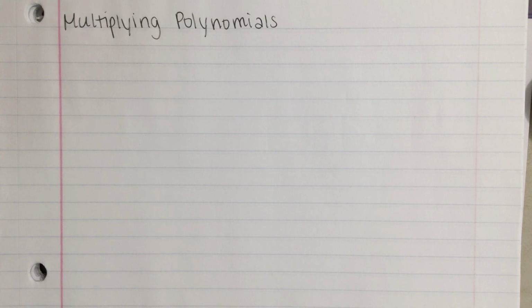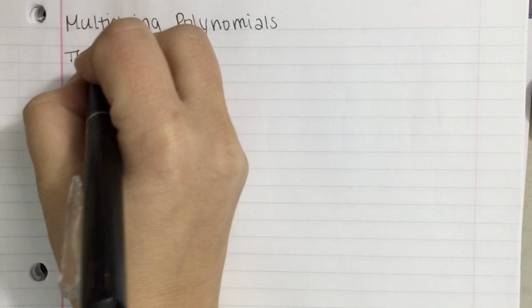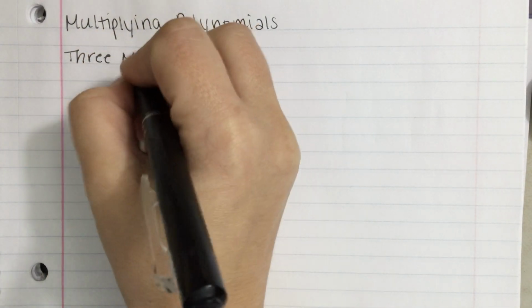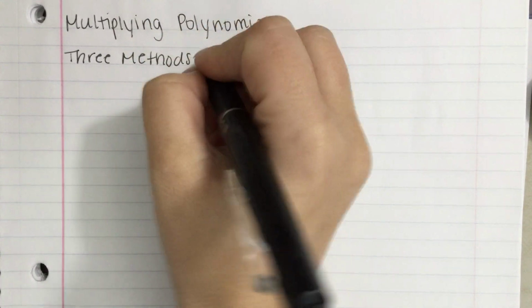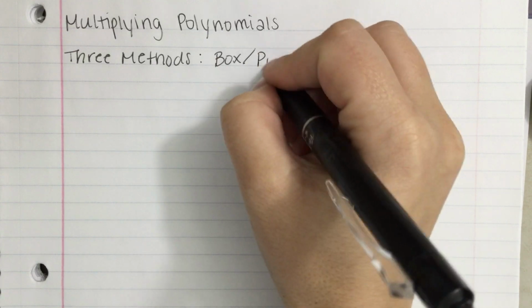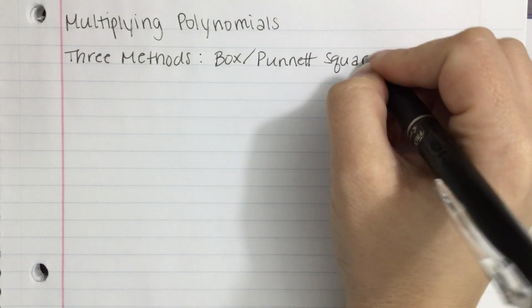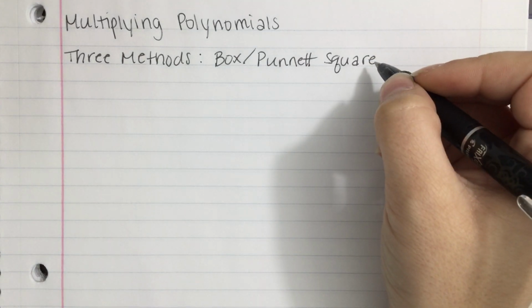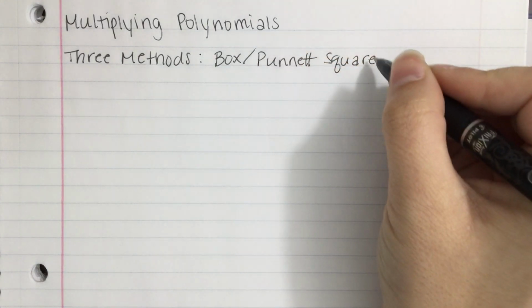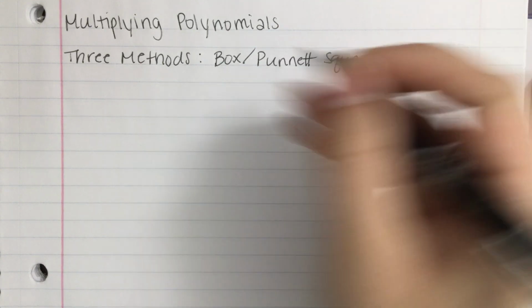Okay, the purpose of this video is to teach you guys how to multiply polynomials. We are going to talk about 3 different methods. Number 1 being the box or Punnett Square. For those of you familiar with the area model, it's very similar to that. And if you have done any biology yet in your science classes, the Punnett Square is how they do genes.